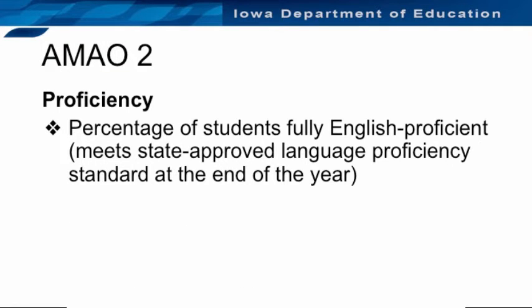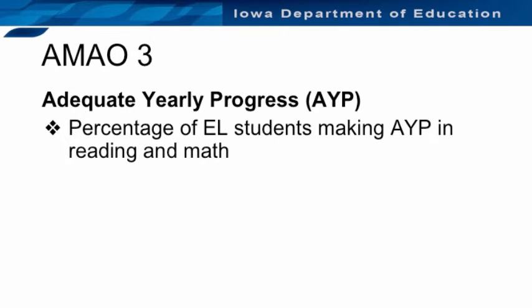AMAO 2 is relative to proficiency. This measures the percentage of students who are fully English proficient and meet the state-approved language proficiency standard at the end of the academic year. AMAO 3 is around adequate yearly progress, also known as AYP, and includes the percentage of EL students making AYP in reading and in math.